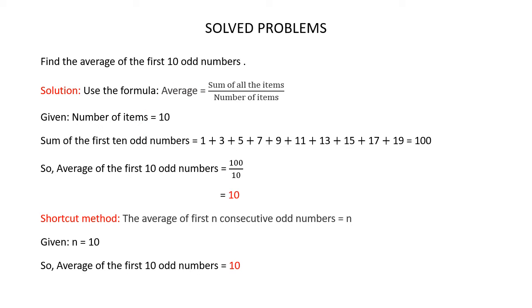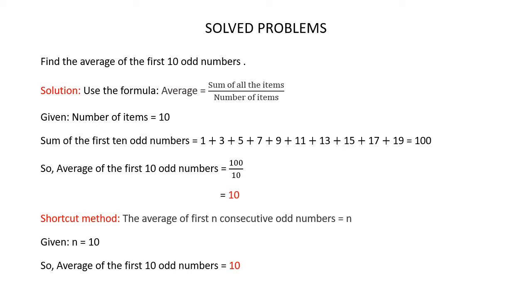Now the first 10 odd numbers are 1, 3, 5, 7, 9, 11, 13, 15, 17 and 19. And the sum of all these odd numbers is 100. So the sum of the first 10 odd numbers is 100. Now the average of the first 10 odd numbers is 100 divided by 10, which is 10.